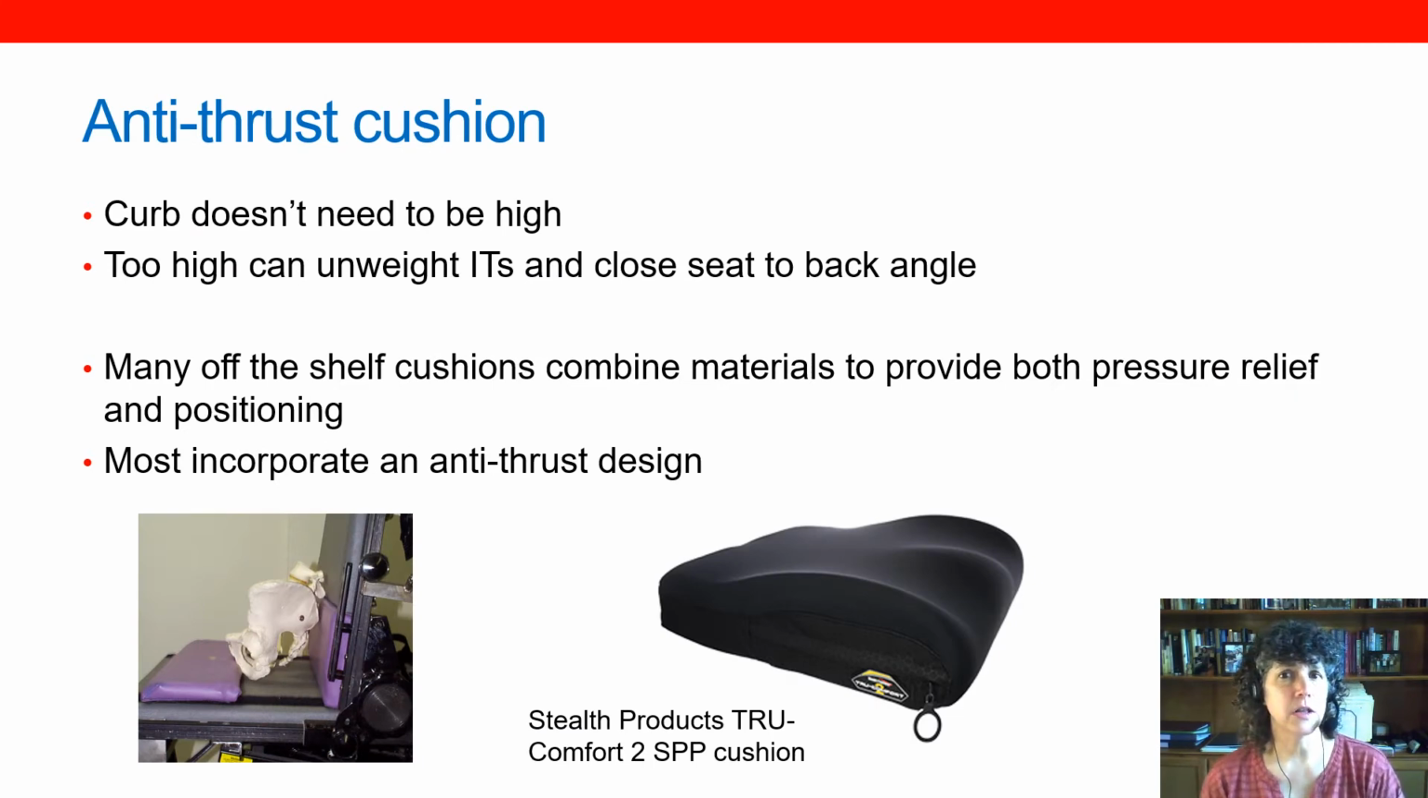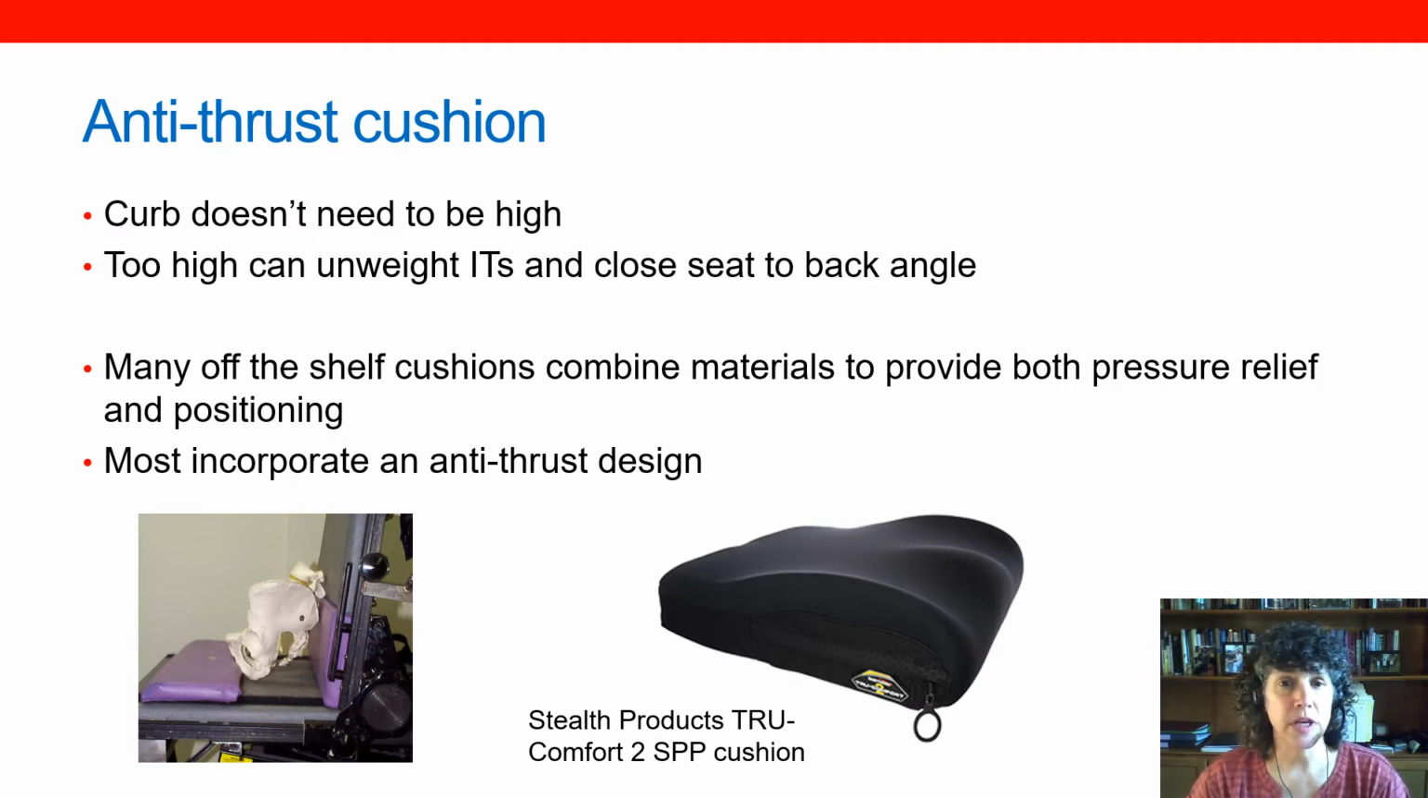Now you can see in the lower left here that this is demonstrating how an anti-thrust works. So there's an anti-thrust curb that's placed just in front of the ischial tuberosities, the ITs, because a posterior tilt is a rotational movement. It doesn't just move straight forward. We want to stop that rotation, and if we can block forward movement of the ITs, this can be very effective and is often combined with a biangular back.